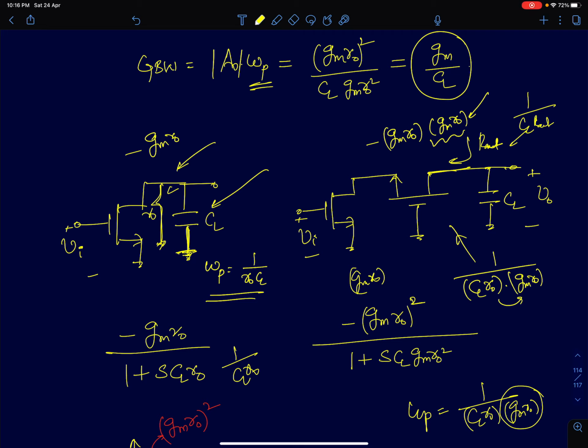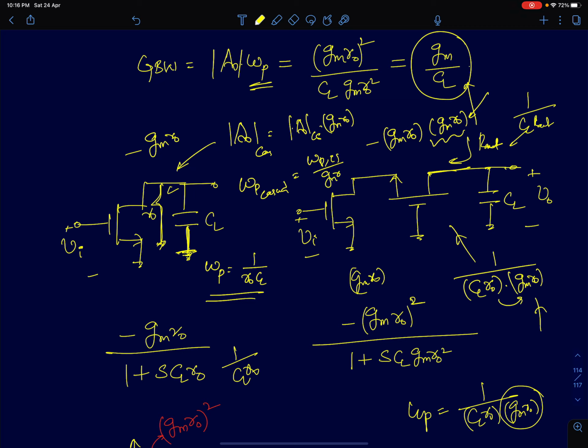So what we are seeing here is that the DC gain is increased. If I write mod of A0 cascode, it is mod of A0 CS times gm r0. The DC gain has increased by gm r0. But the pole, the 3 dB bandwidth, omega p cascode, has decreased by a factor of gm r0, so omega p CS upon gm r0. So the gain bandwidth product remains the same.